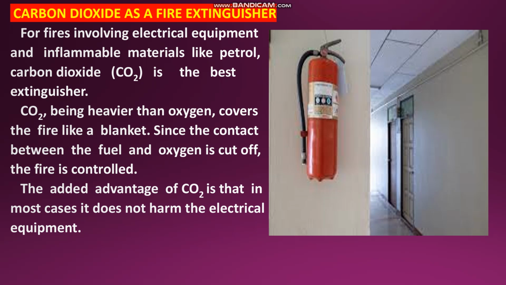So how does carbon dioxide extinguish the fire? As it is heavier than oxygen, it covers the fire like a blanket, and here the oxygen supply is cut off. So the fire can be controlled. And one more advantage of using carbon dioxide as a fire extinguisher is that in most cases it does not harm the electrical equipment.